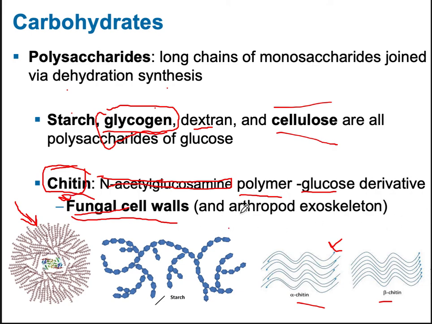Okay, so also arthropods, which we will mention a little bit in this class because they can be vectors of disease, have very hard shells, exoskeletons. So that property of that really hard exoskeleton is due to chitin.